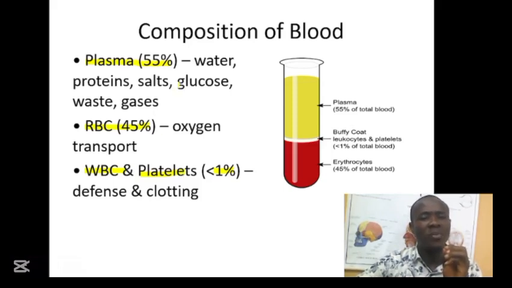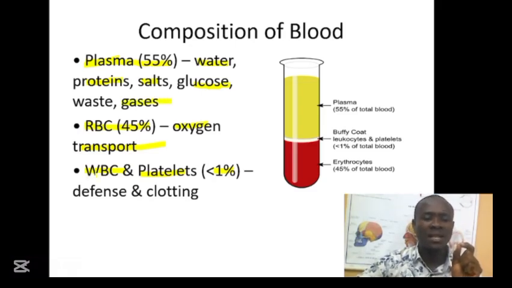In the plasma, we have water. In fact, 90% of the plasma is made up of water. The remaining 5% are the protein, the salt, the glucose, the waste that we have, and the gases that are being transported. And the gas that is being transported in the plasma is CO2 mainly. And the red blood cells, RBC, are the ones that transport oxygen. Oxygen is not being transported in the plasma. It is being transported in the red blood cells. But CO2 is being transported mainly in the plasma.